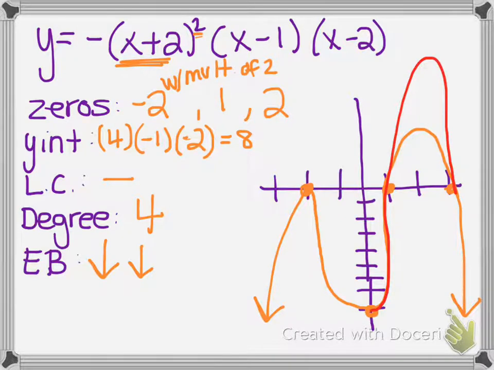It's not going to matter. The general shape is what we have in orange or red, as long as we have multiplicity and our end behaviors are correct and it's going through the correct x and y intercepts. That's all you need.